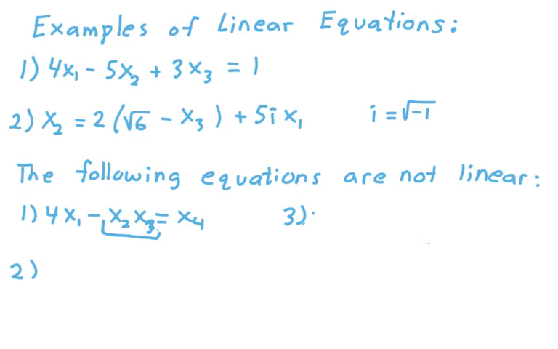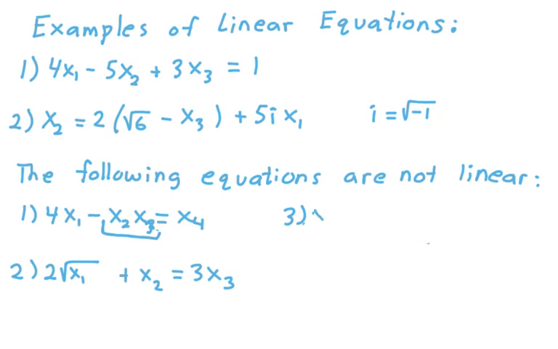Here's another one. Suppose I had 2 square root of x sub 1 plus x sub 2. Let's make that x sub 2. And I'll set that equal to 3x sub 3. That is also not a linear equation. And the reason why is because I'm taking the square root of x sub 1.